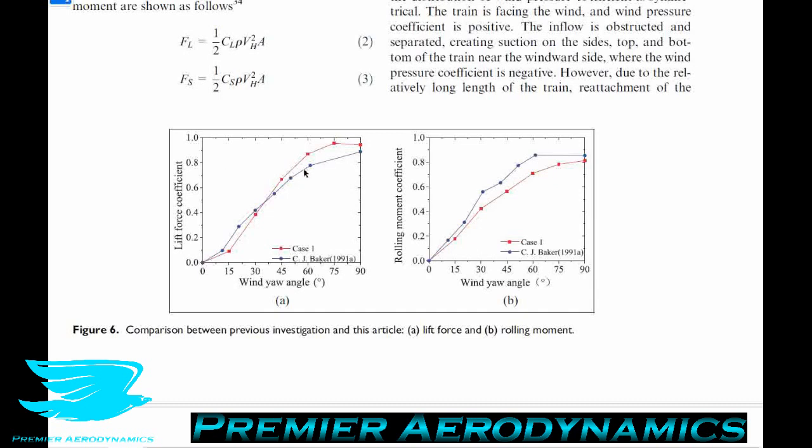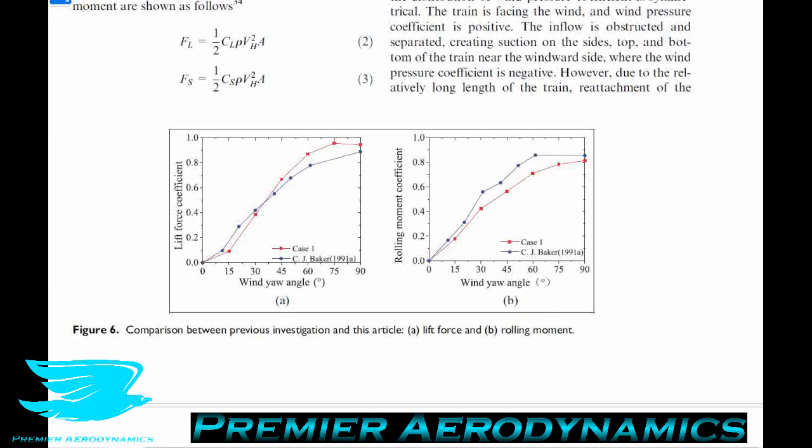I mean, at a 0 degree yaw angle, these trains produce no lift. But as the yaw angle goes up to 90 degrees, so completely perpendicular to the trains, these trains produce a lift coefficient of 0.9, which is really good considering that this is not an airfoil. Some airfoils don't even produce this much lift. Granted, they're not very good airfoils, but still, these are airfoils and they're not trains, and this train produces more lift than some of these airfoils.